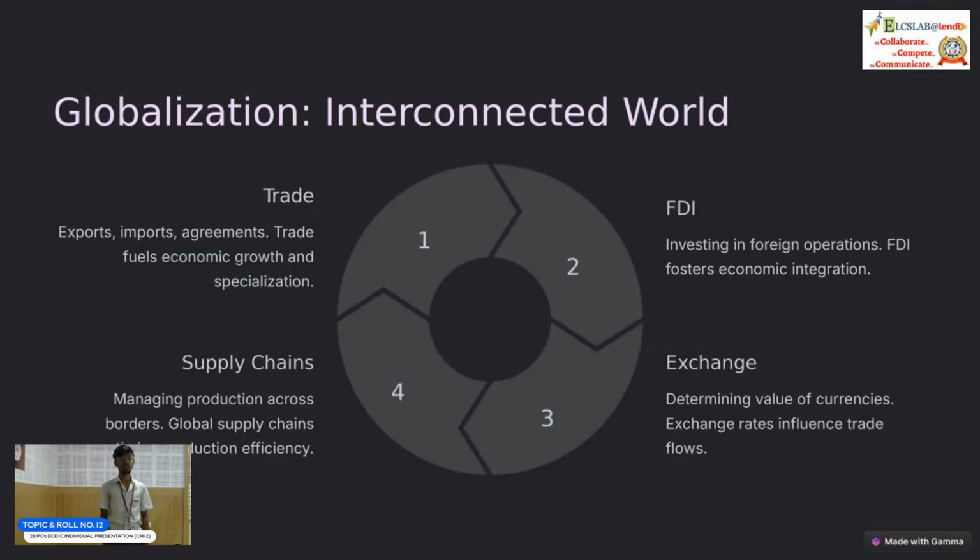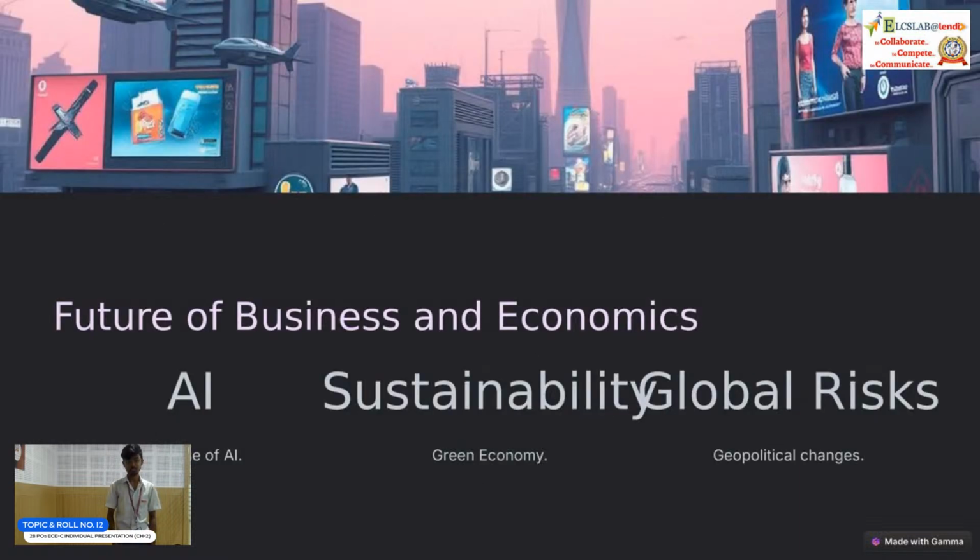Globalization, an interconnected world. It covers four topics: trade, supply chains, FDI, and exchange rates. FDI is investment in foreign operations. FDI fosters economic integration. Exchange rates determine the value of currencies. Exchange rates influence trade flows. Supply chains manage production across borders. Global supply chains improve production efficiency. Trade covers exports, imports, and agreements. Trade fuels economic growth and specialization.